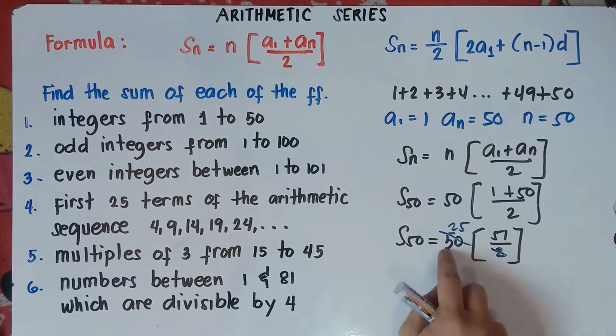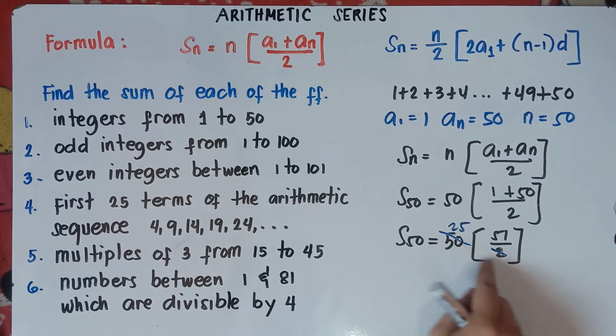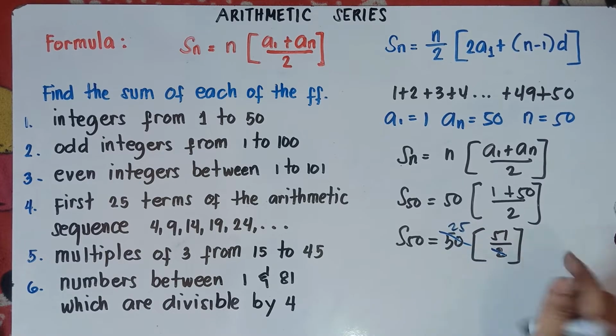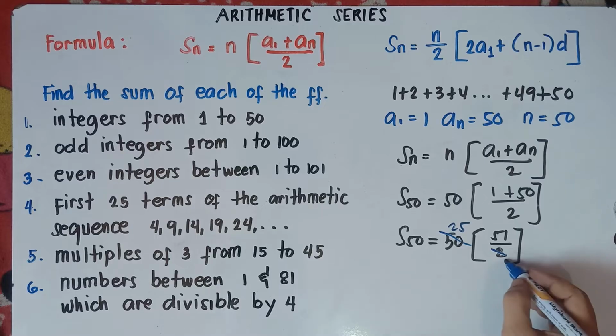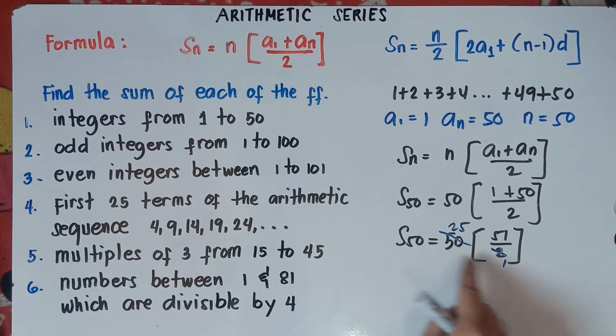Since we can divide 50 by 2, we can reduce this one. So 50 divided by 2 is 25. 2 divided by 2 is 1. We can actually put 1 here, but that's okay. You can cancel this out.